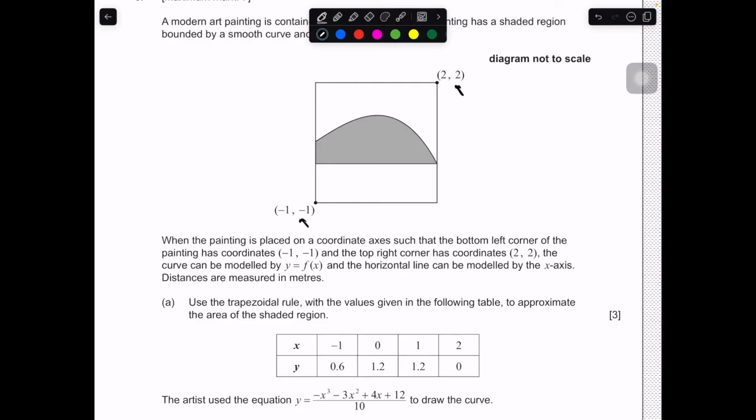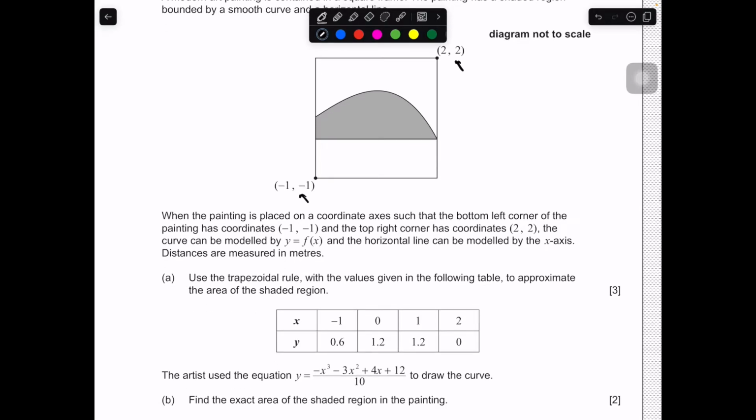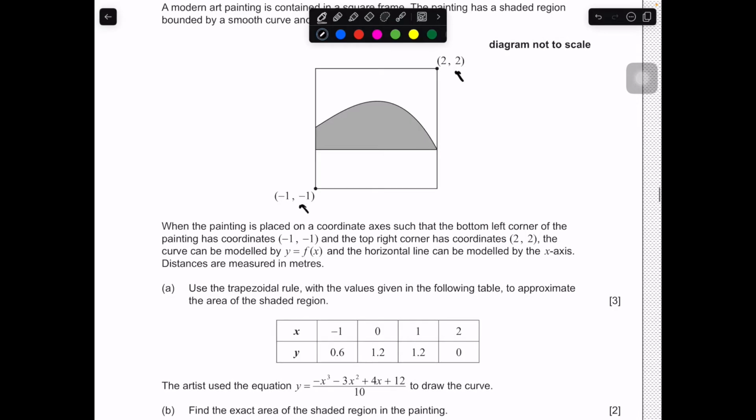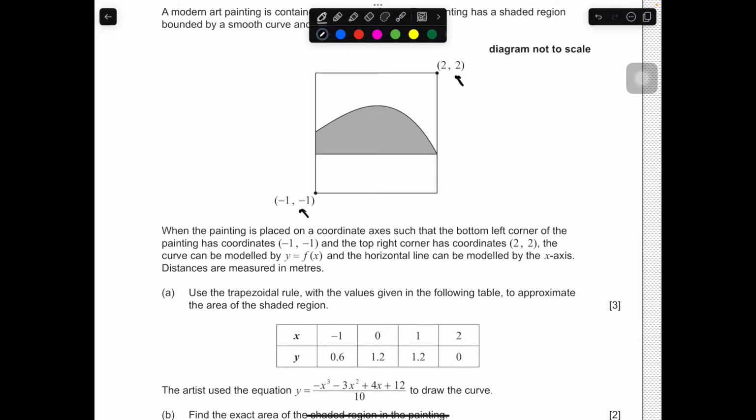Use the trapezoidal rule with the values given in the following table to approximate the area of the shaded region. Okay, so they don't give us a function itself, but they give us the corresponding values at different points. So they want us to use the trapezoidal rule with the values given. Alright, so trapezoid rule, remember, is a way to estimate the area under the curve.